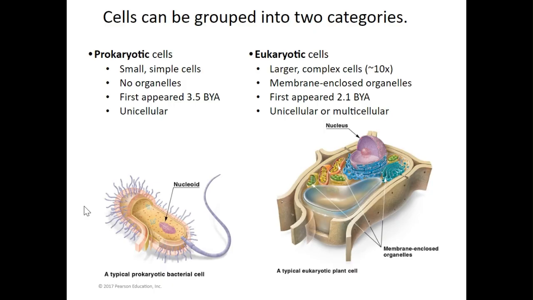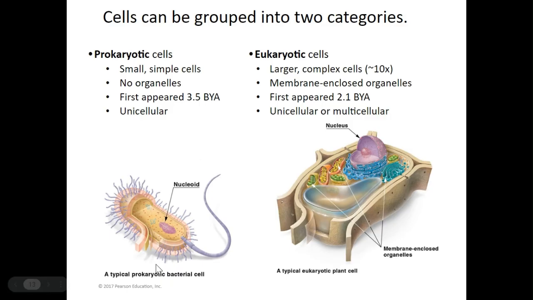Okay, and then on our eukaryotic side, our eukaryotic cells are usually larger. They're a bit more complex. They can be up to 10 times larger. They could be 100 times larger than our prokaryotes. They have membrane-enclosed organelles. So that's kind of a lot to unpack. So they have little organelles, and their little organs have a membrane. We can call it a plasma membrane or a cellular membrane, or we could just call it a membrane. They're in like little envelopes or sleeves that keep them together. They first appeared 2.1 billion years ago. So they're significantly younger than our prokaryotes. They are unicellular or multicellular, so they can be either.